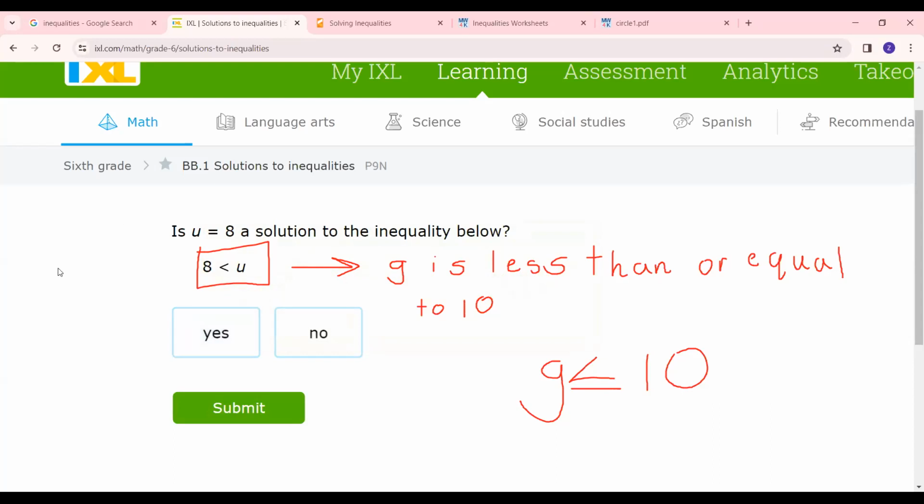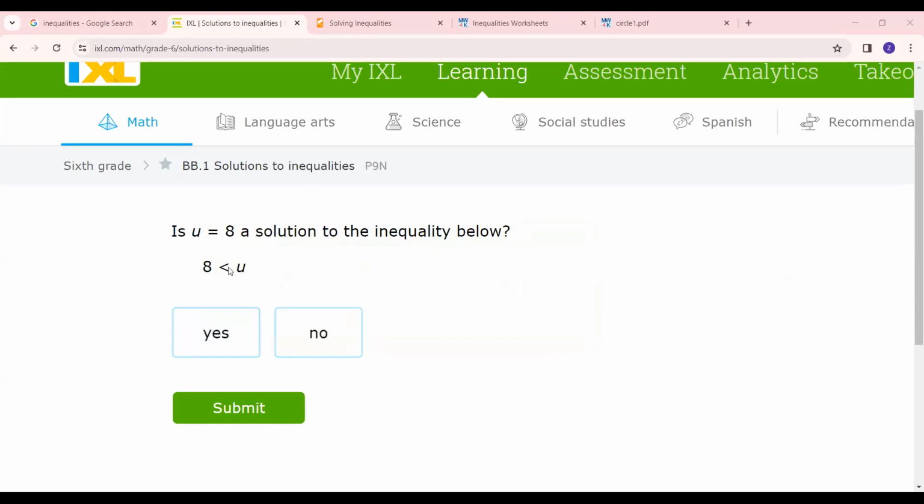8 is less than U. When they say 8 is less than U, how are we gonna write that down? U is greater than 8. Very good. So that means U is bigger than 8. So if we have U is equal to 8, is that a solution? No, it's not.